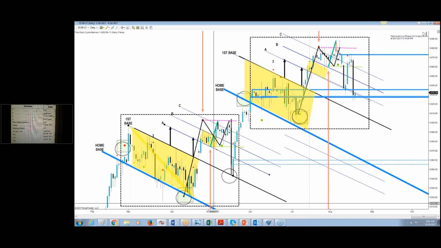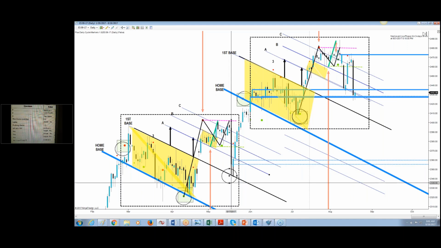The puke. We got the first part, Adam. It came all the way down to here, and then it snuck up, but it never completed. It never completed the pattern.